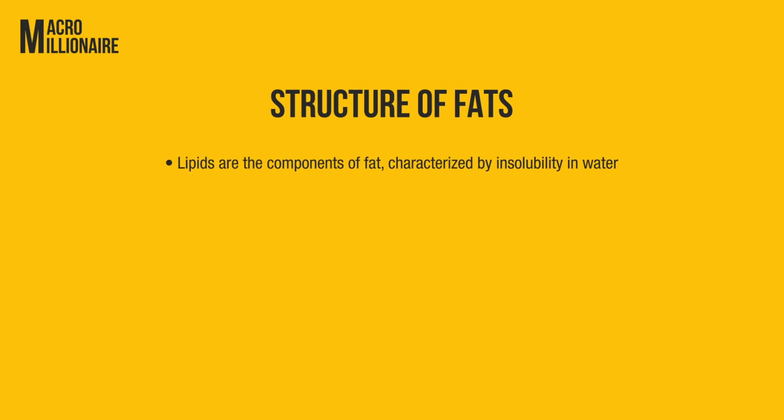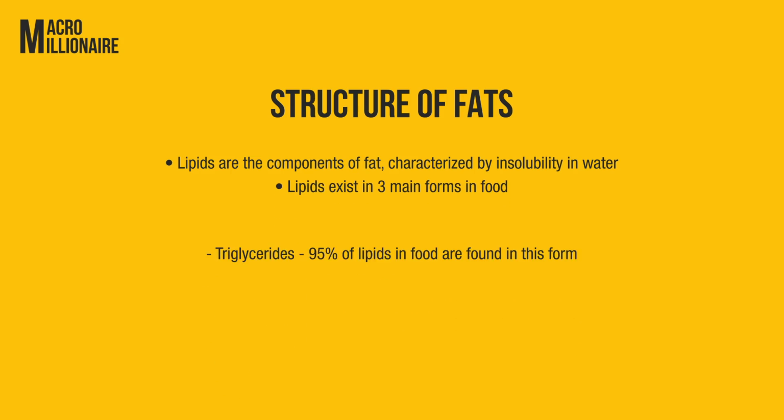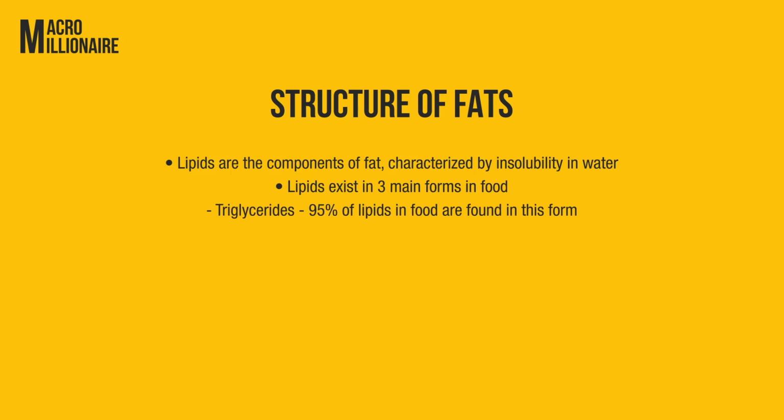Structure of fats. Lipids are the components of fat that are characterized by insolubility in water. So kind of like our dietary fibers, fats have a tough time being water soluble. They're not very water soluble. Lipids exist in three main forms in food. Triglycerides make up 95% of the lipids we're going to talk about. You also have sterols and plant stanols, and phospholipids.